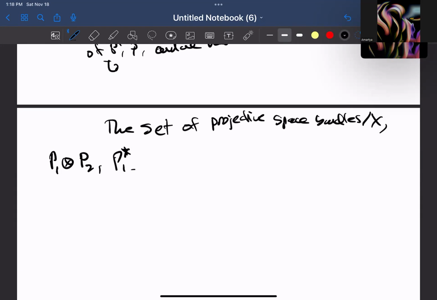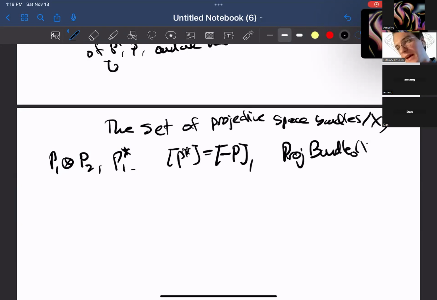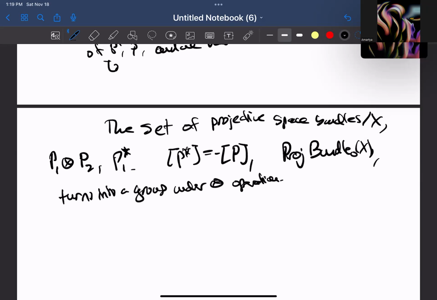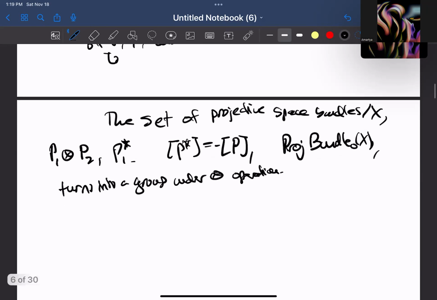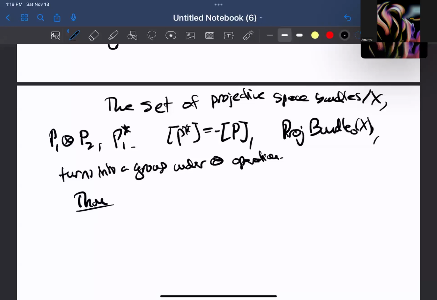And what we can do is impose the relation that the dual of P is equal to minus P. And we're going to get some group here, proj bundle 0 of X, which is going to turn into a group under this tensor product operation. Taking the dual is sort of the naive thing you would think of when you try and think of vector bundles. Okay, so now here's the theorem from Atiyah-Segal.